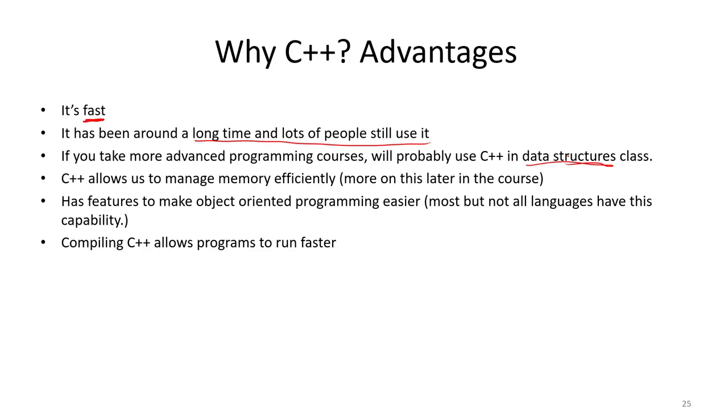Later on in the course, we're going to learn that C++ allows us to manage memory efficiently. It has tools such as pointers built in that will help us manage memory directly. Not all languages have that. Also, C++ has features that enable object-oriented programming to be easier, and most, but not all, languages have that capability. And finally, C++ requires use of a compiler, which allows programs to run faster.